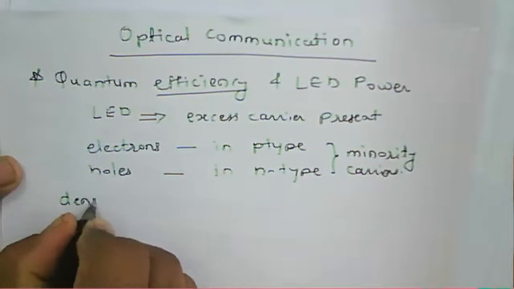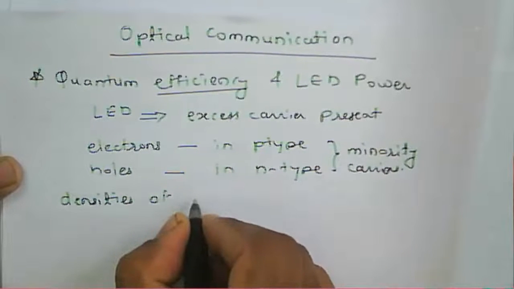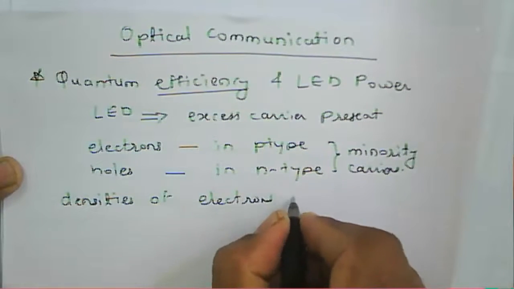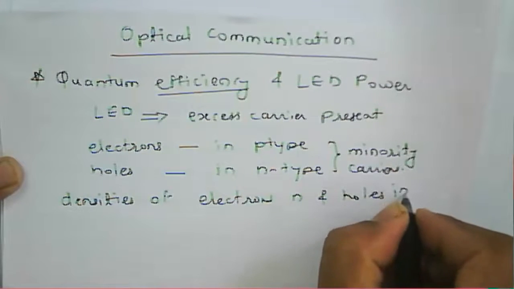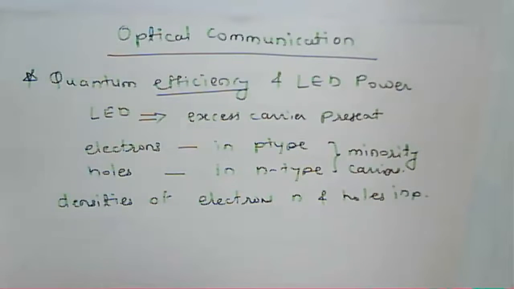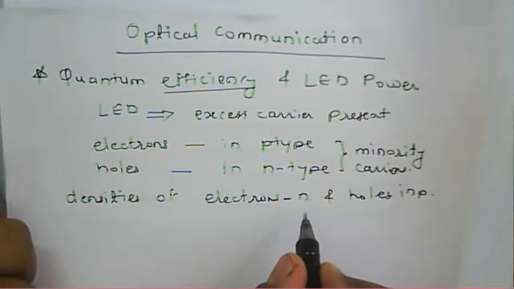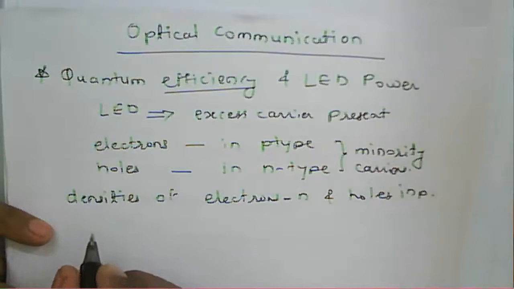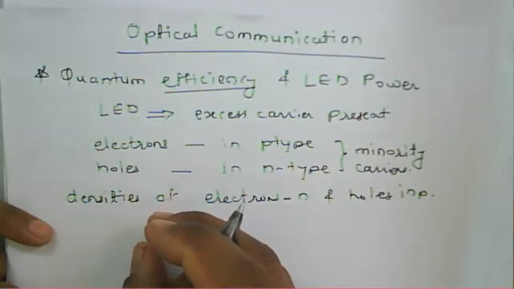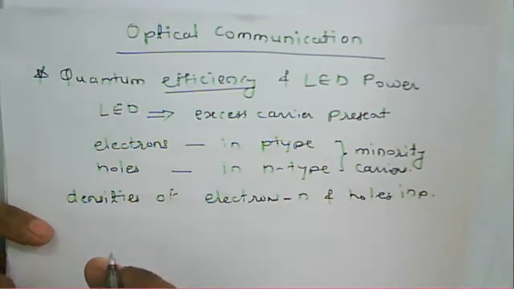And then we need to know the densities of those excess electrons and holes, n and p. Generally we can say that the excess densities of electrons in the n-type and holes in the p-type have equal value because they are injected carriers, and they are formed or recombined in pairs according to the charge neutrality in the crystal.